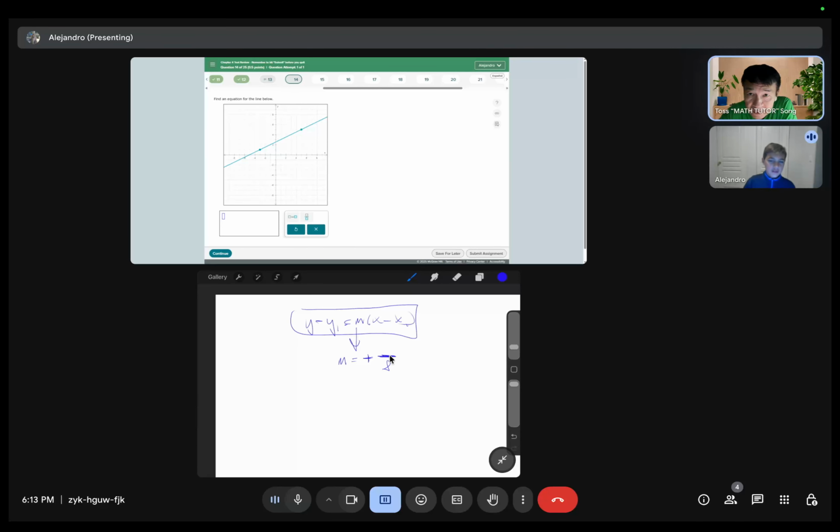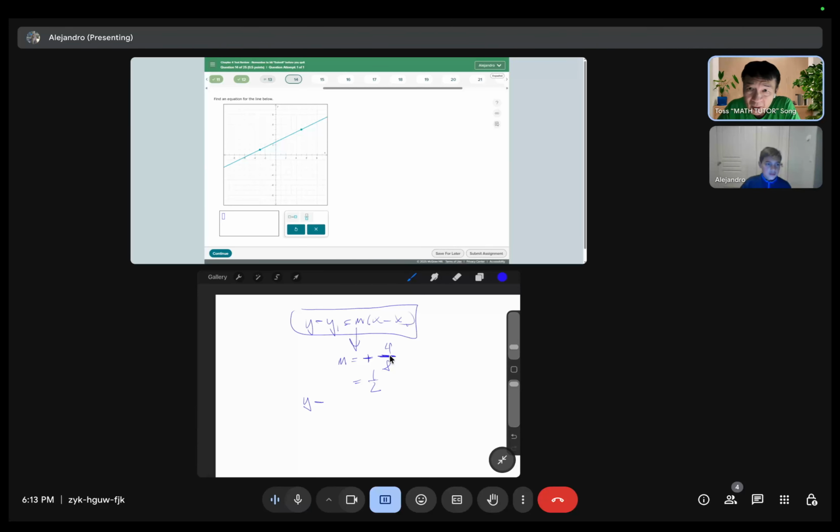5? Is it 5? Double check. Can you see it? Or is it 4? Because it's already up 1. So it's not 5. I think it's 4 because it's already up 1, so I have to go 4 more up. Yes, so it is 4. So that means the slope is 1/2. Is that okay? Then we'll plug it in.